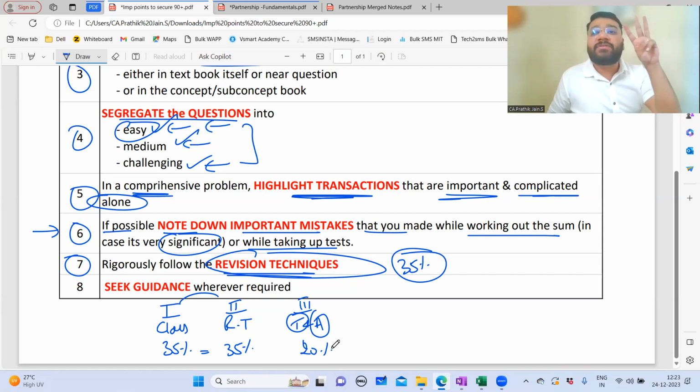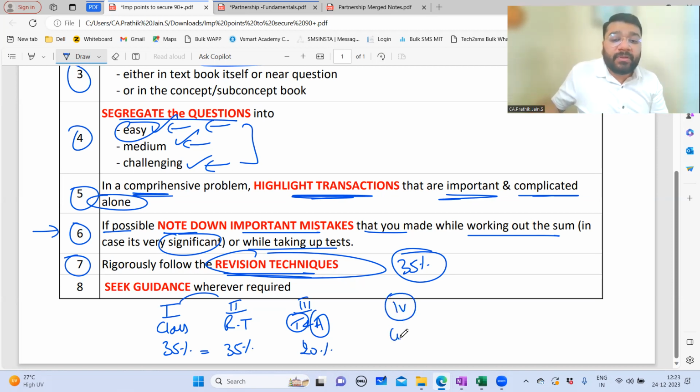So if you take care of the first three pillars, 35 plus 35 plus 20, the probability of getting 90 plus or 95 plus or even 100 is how much now? Still 90% only. Here comes the fourth pillar, guidance.